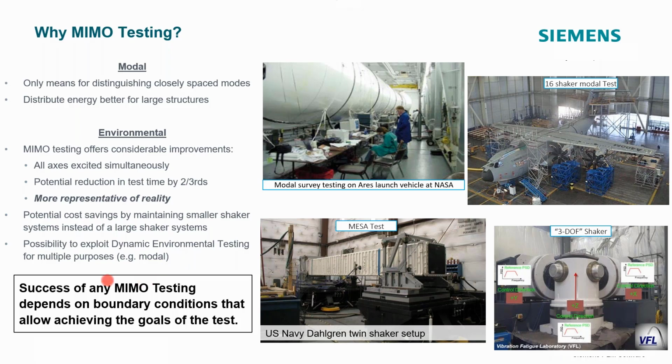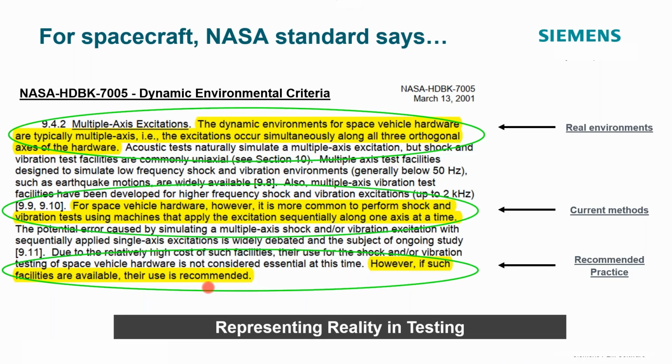Also, a fundamental concept of all of this is that the success of any MIMO testing depends on boundary conditions that allow achieving the goals of the test. So how you mount the structure is very important. Also, some of the criteria by NASA and other governing bodies lead people in the direction of multi-axis testing.